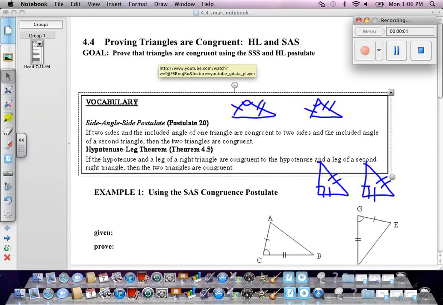Okay, so we're going to look at, ladies and gentlemen, the hypotenuse-leg theorem and side-angle-side. Side-angle-side: if two sides and the included angle of one triangle are congruent to two sides and the included angle of a second triangle, then the two triangles are congruent.